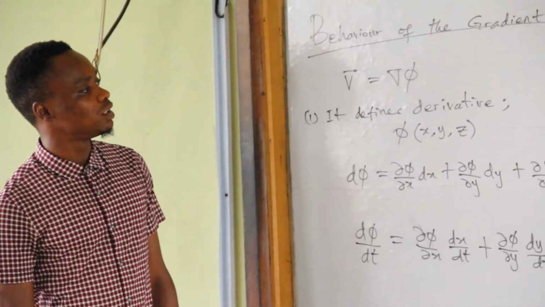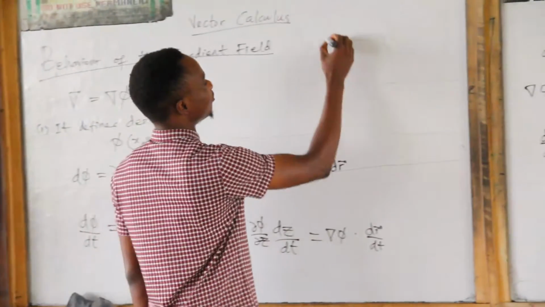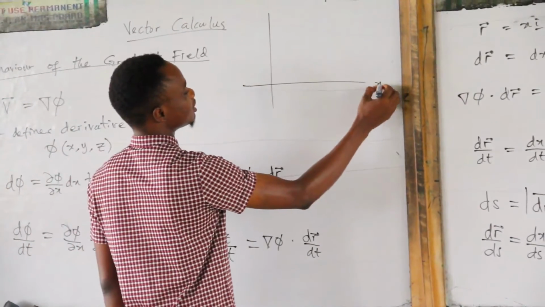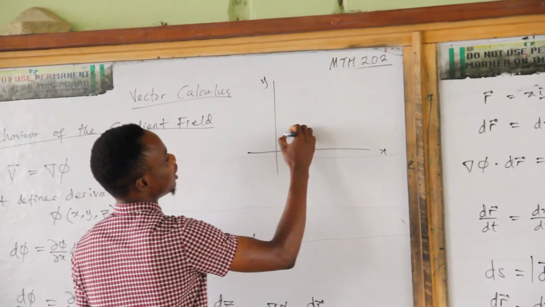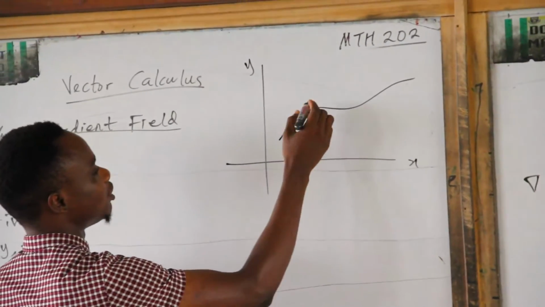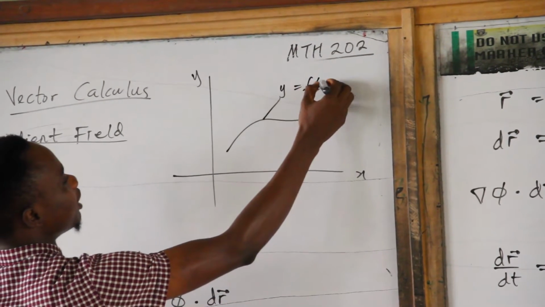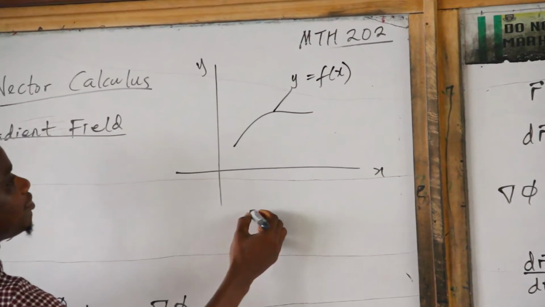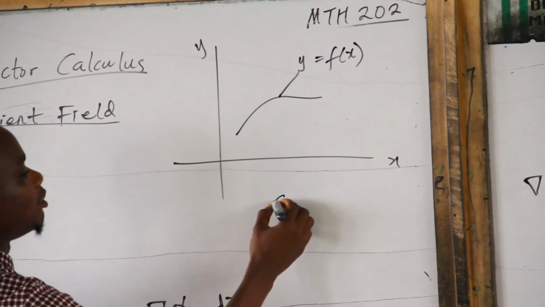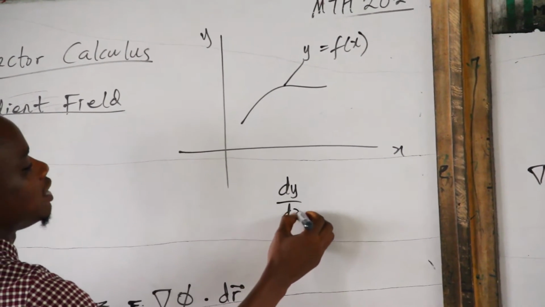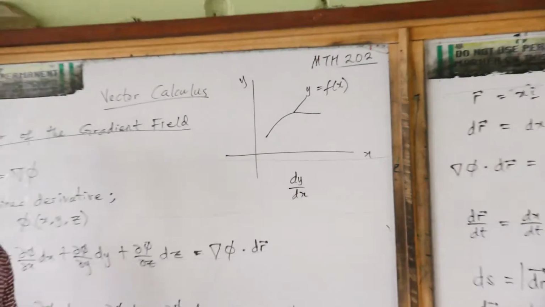For instance, let's say you are dealing with the xy plane. This is x, this is y, and you have a certain function, let's say y is equal to f of x. If I want to get the derivative with respect to x, I will say I want to obtain dy/dx. That is quite straightforward to do in 2 dimensions.